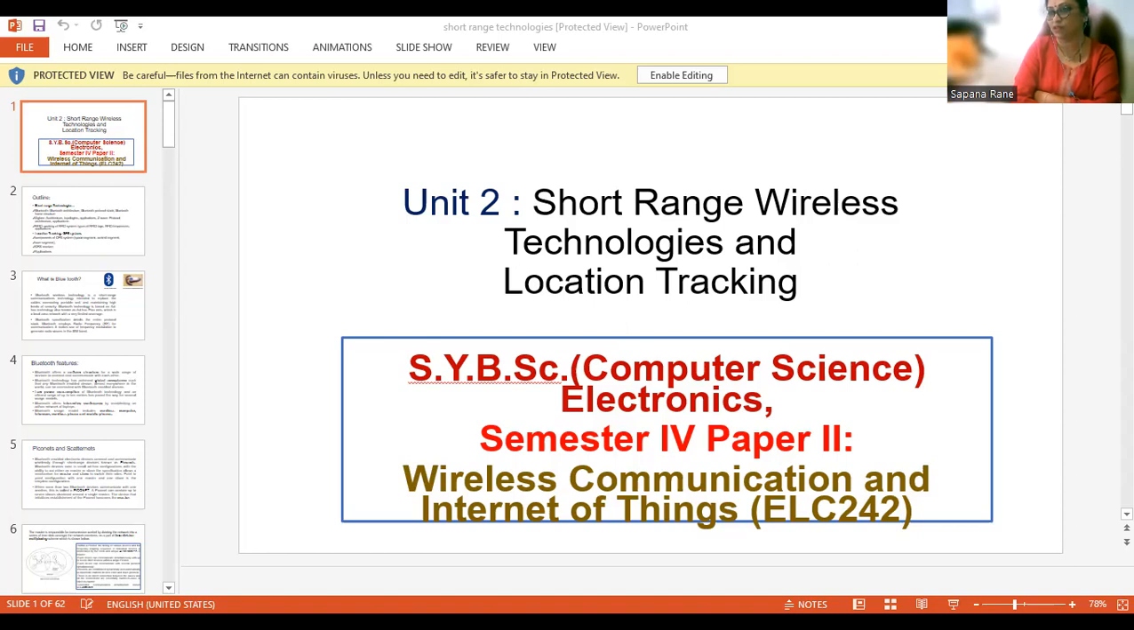Suppose some disaster has occurred, then in that disaster condition, infrastructure type of network fails mostly. So at that time, an ad hoc network is formed, and in order to form an ad hoc network, such technologies are useful. Even you can form a personal area network in your home, in your office, in your premises.